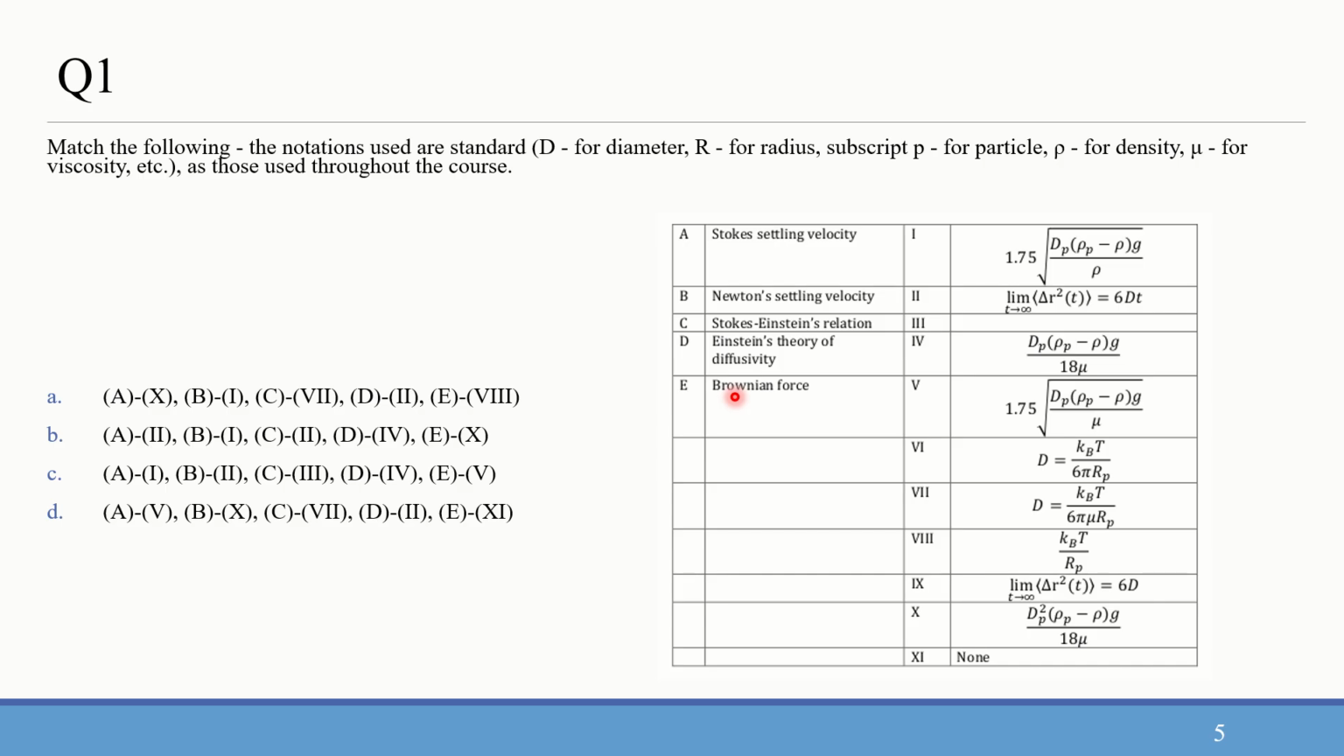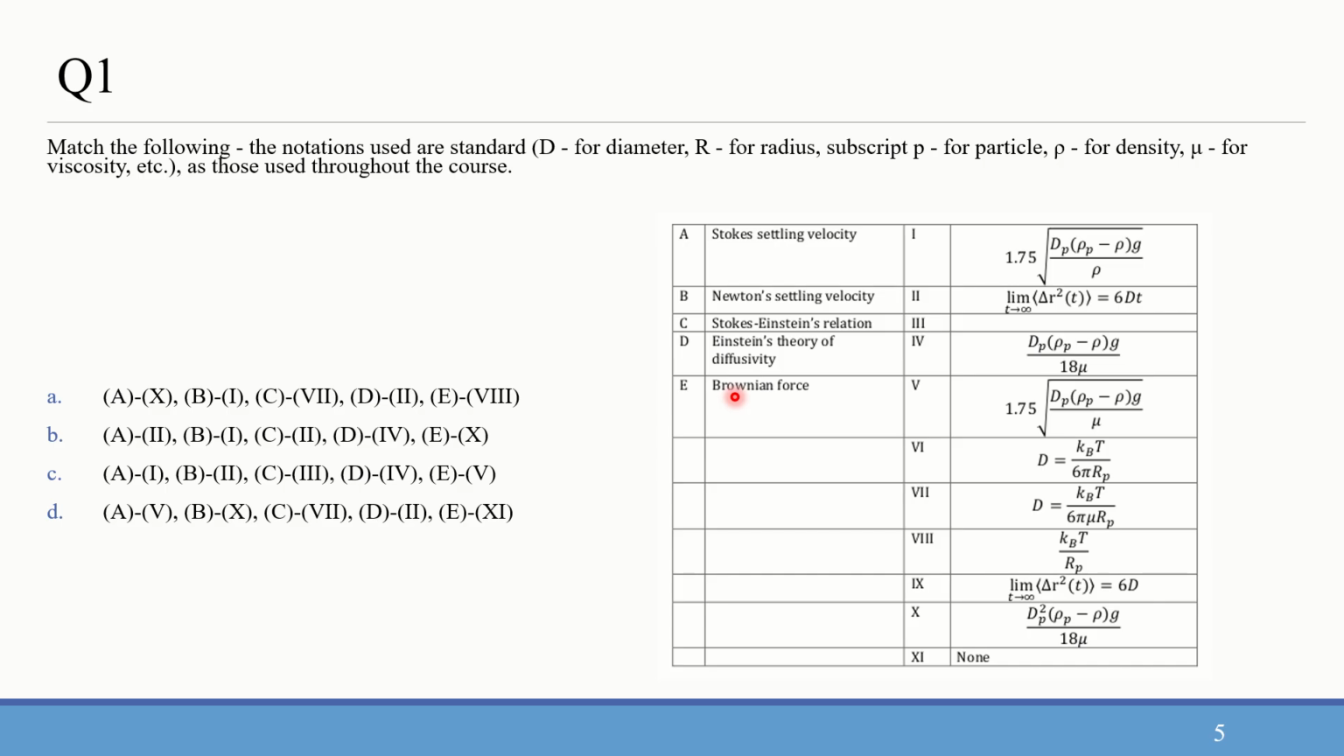So yeah, now we'll discuss the answer. So the answer is, can anyone say what the answer is? Even if we don't know the later three, we know the simple formula for Stokes and Newton settling regime. So based on that, we can actually identify the right one.